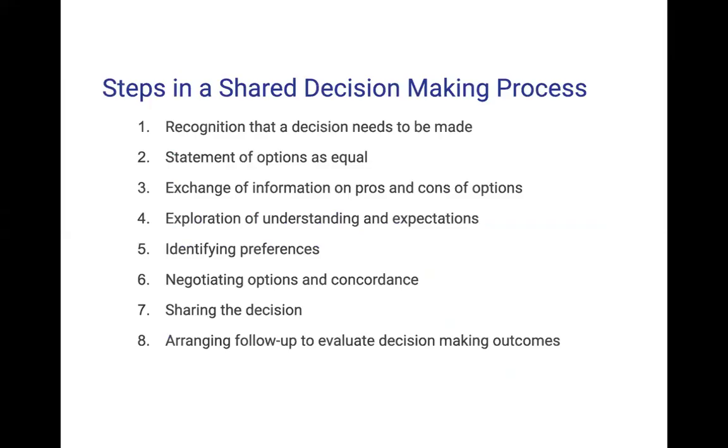So the steps in shared decision making are: one, recognition that a decision needs to be made; two, a statement of options as equal, so that everybody at the table comes with an idea or multiple ideas and nobody is just shutting them down right away, that we're going to consider and look at all options as equal. Then, exchange of information on pros and cons of all options, exploration of understanding and expectations, identifying preferences, negotiating options and concordance, sharing the decision, and arranging follow-up to evaluate the decision-making outcomes.